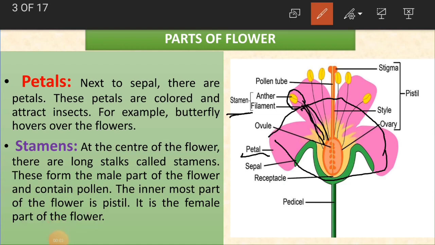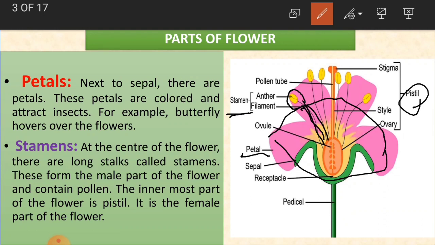Yes, children. So we were talking about pollen. What is this pollen? We can see a small type of dots here on this yellow part, which is called anther. That is known as pollen. And the innermost part of the flower is the pistil. If you see here, this pistil lies inside the flower, that is innermost.